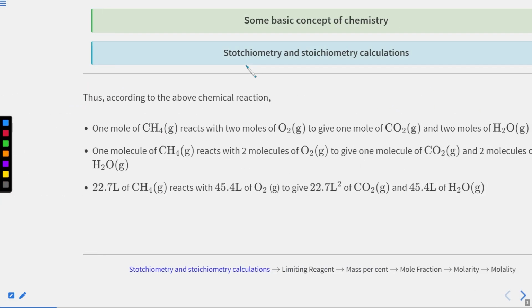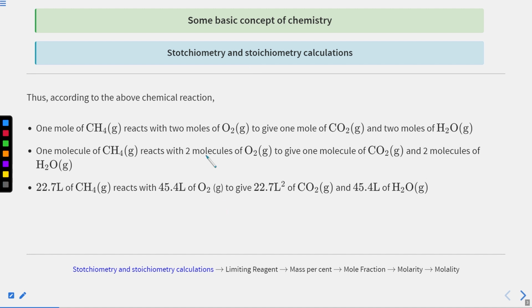Now next. The same thing is written here. 1 mole of CH4 reacts with 2 moles of oxygen to give 1 mole of CO2 and 2 moles of H2O. 1 molecule of CH4 reacts with 2 molecules of O2 to give 1 molecule of CO2 and 2 molecules of H2O. We can say this in terms of volume also.